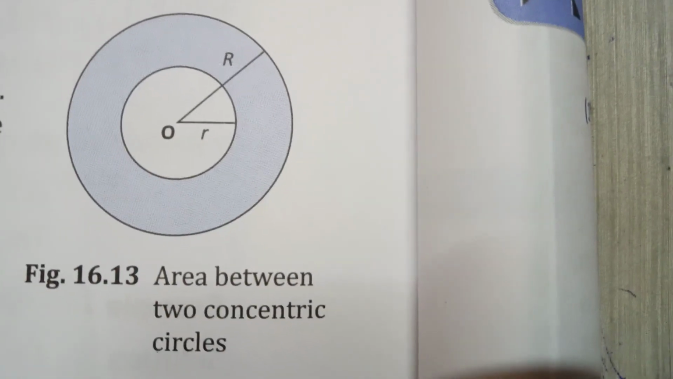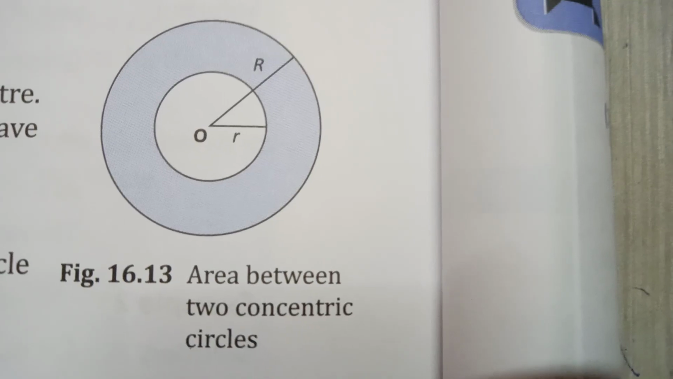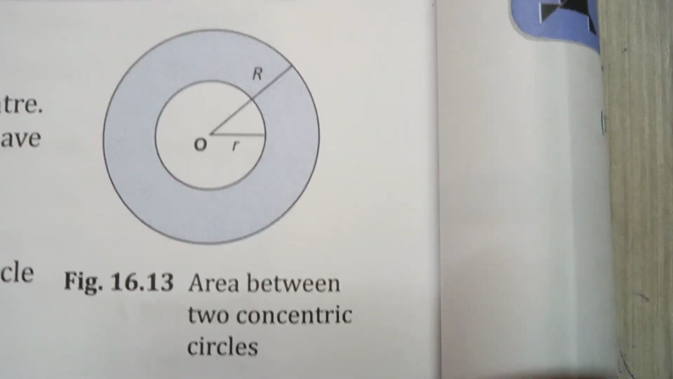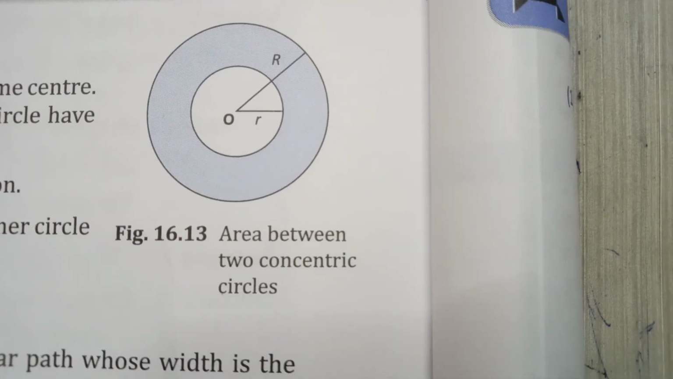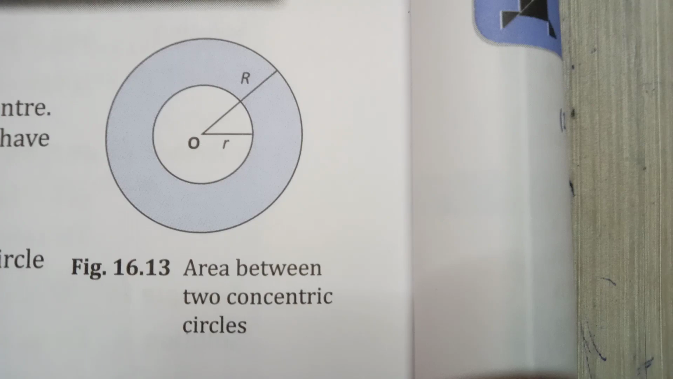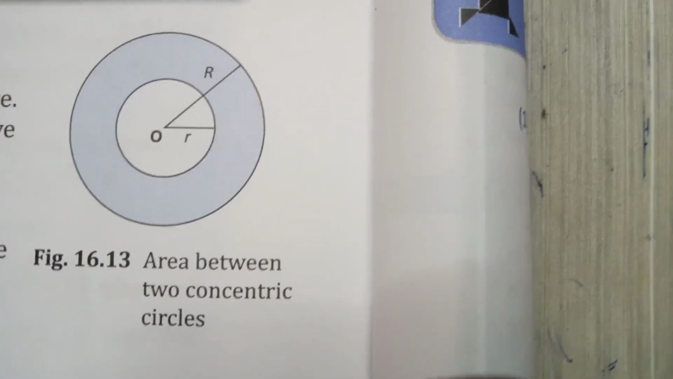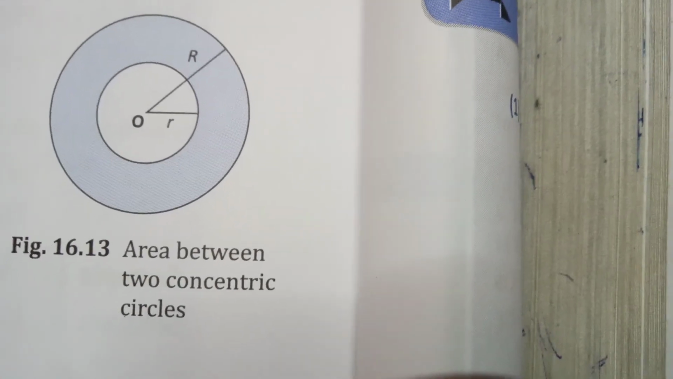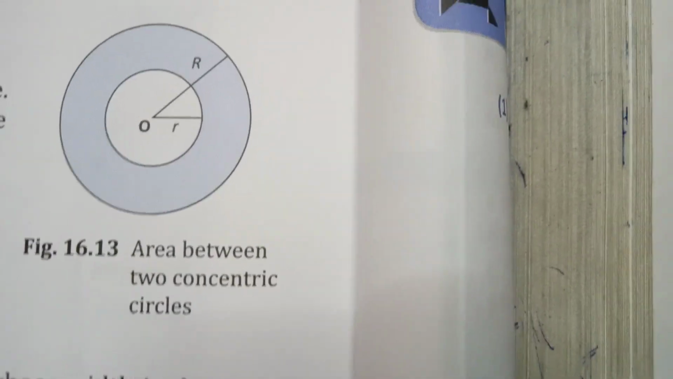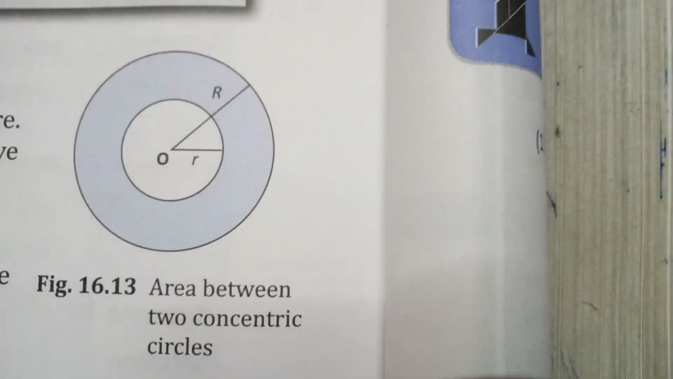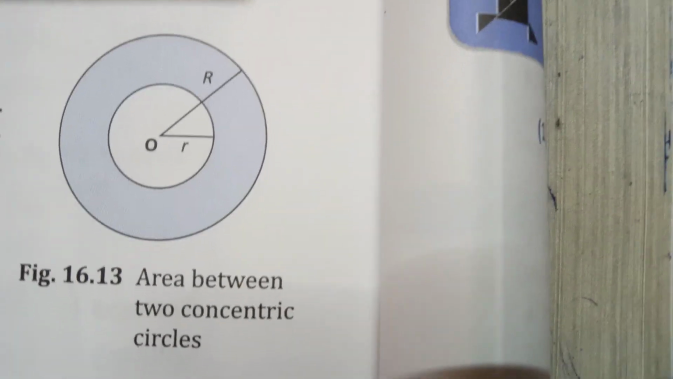The area, which is the shaded portion in blue color, is the area of the shaded region, or you can say the area of the circular ring. Shaded region is the area between two concentric circles. So how to get the area between two concentric circles? Area of outer circle minus area of inner circle.